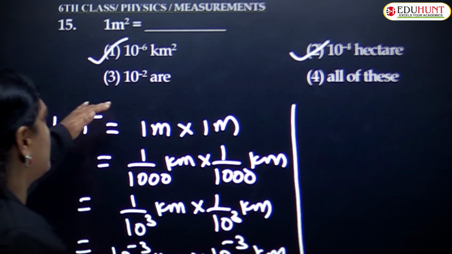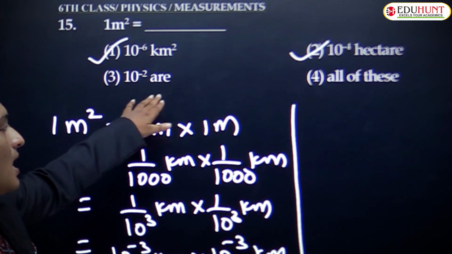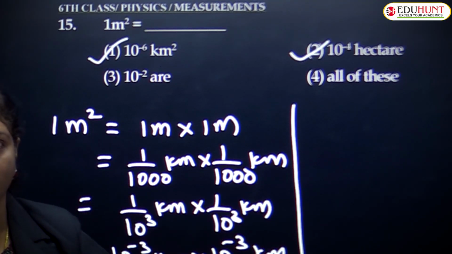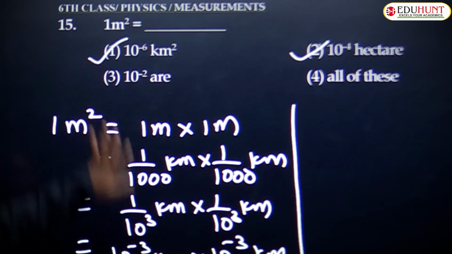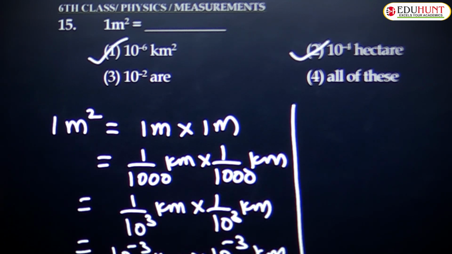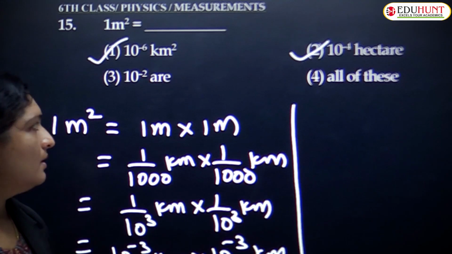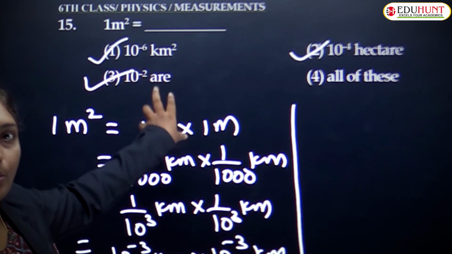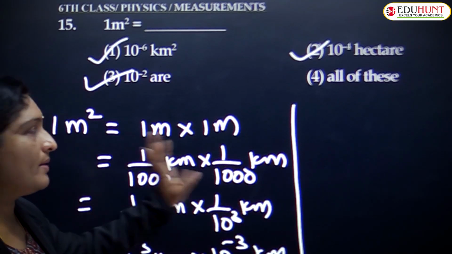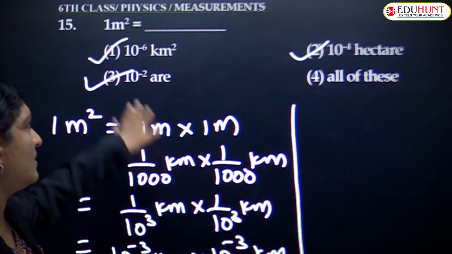This is one more unit, children. Generally R is the unit we use for measuring area. For every area, we remember that 1 meter square is equal to 10 power minus 2 R. So this is also true, children. There is not much explanation. This is one more unit you need to know.